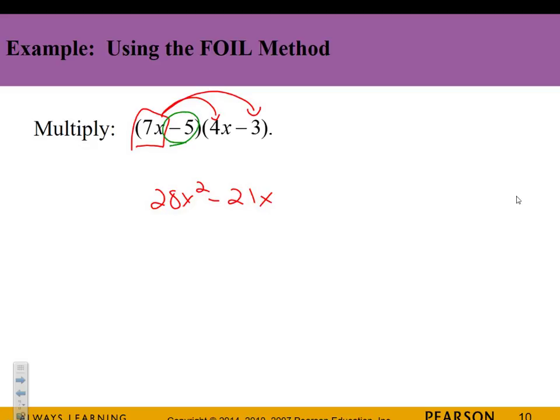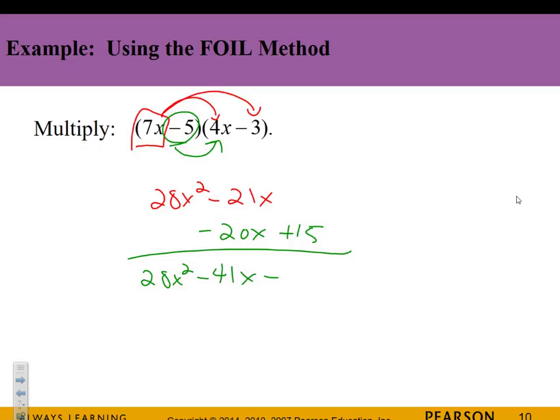And guess what I'm going to do? I'm going to distribute it. That's going to give me a negative 20x plus 15. And then when I combine them, I've got 28x squared minus 41x plus 15. So all I really did was FOIL twice. But it turns out that that's the order that FOIL works in.